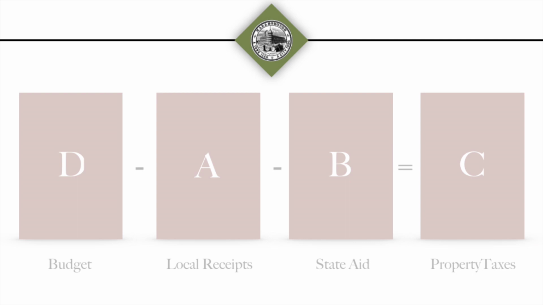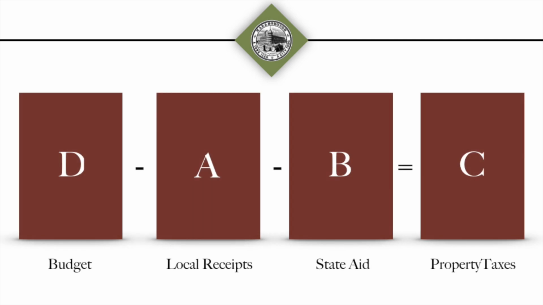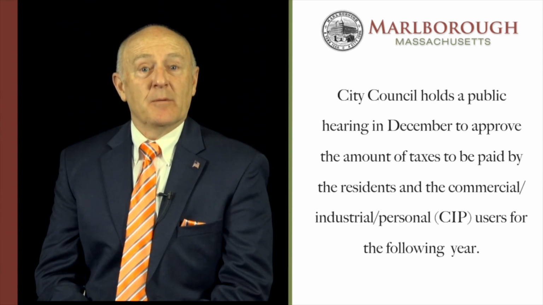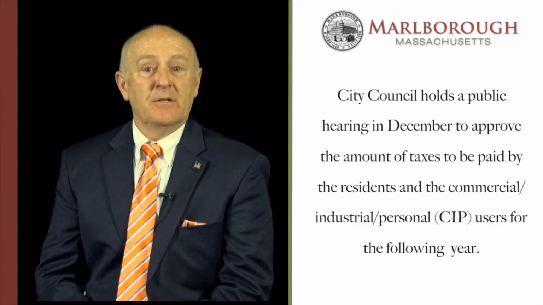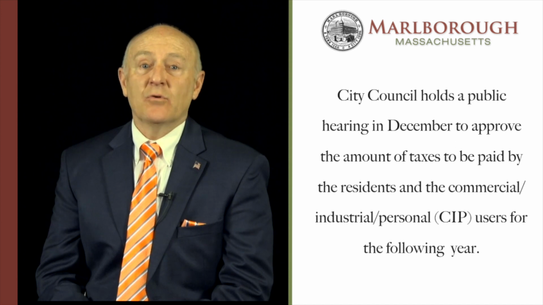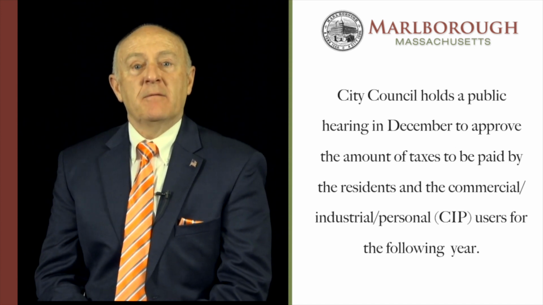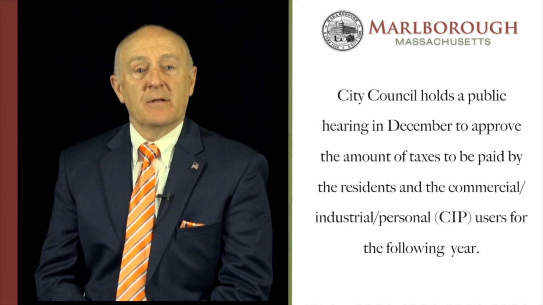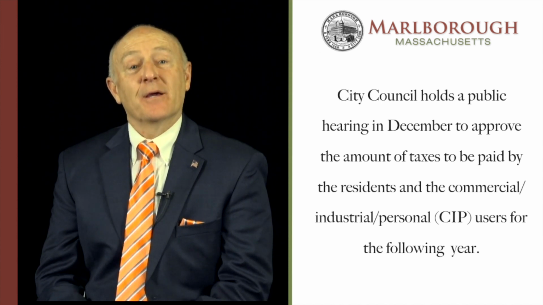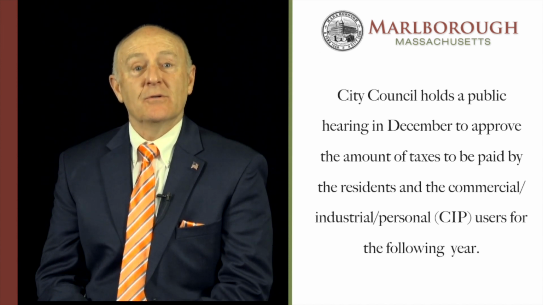So now in November, the decision on how to pay for the budget is made. The budget D, which was set back in May, minus what we collected for local receipts A, minus the state aid B, equals how much we have to raise through local taxes C. The City Council will conduct a public hearing in early December to approve the percentage of the levy, or taxes, to be paid by the residents and commercial industrial personal, or CIP.